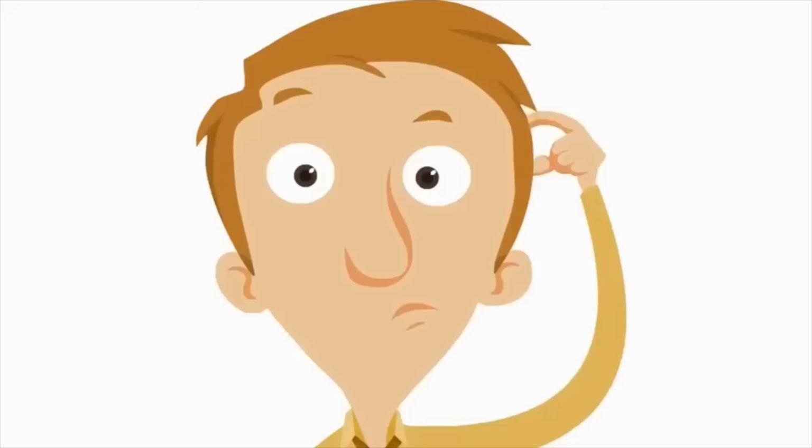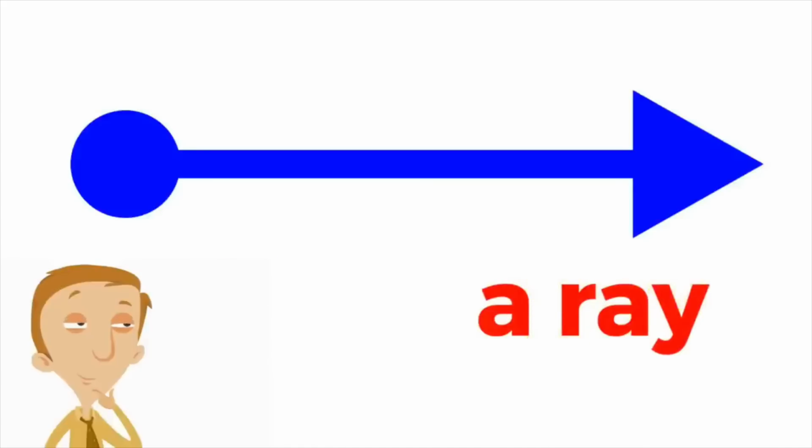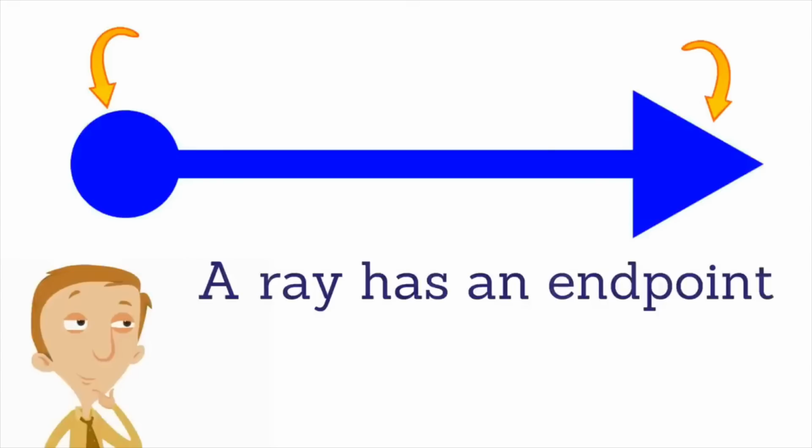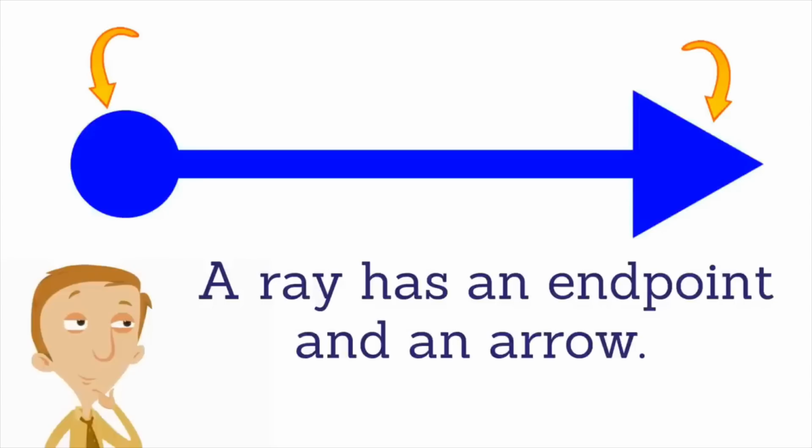Now, what about a ray? What does a ray look like? Well, a ray is kind of a combo, a combination of the 2. You can see it right here. A ray has an arrow on one end, making it like a line on that side, but a ray has a dot on the other side, an endpoint, like a line segment. A ray has an endpoint and an arrow. A ray is a combo, right?